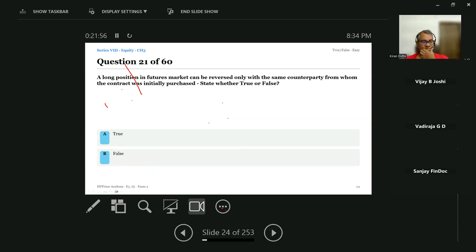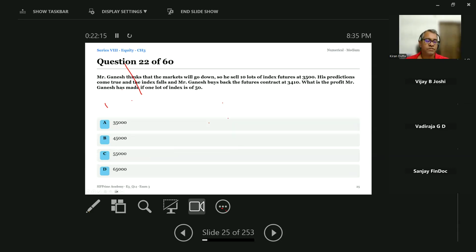Next one. Long position in future market can be reversed only with the same counterparty from whom the contract was initially purchased. False, right? It's false. Okay.